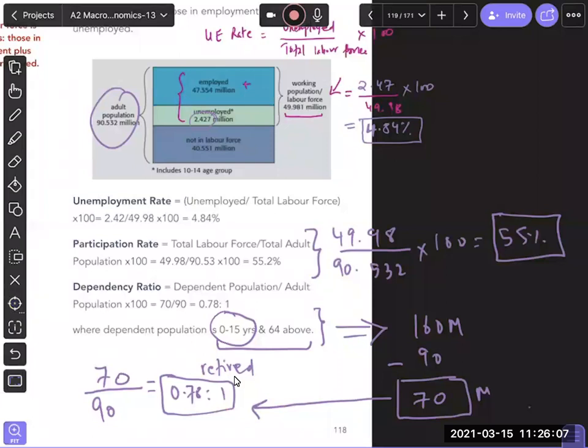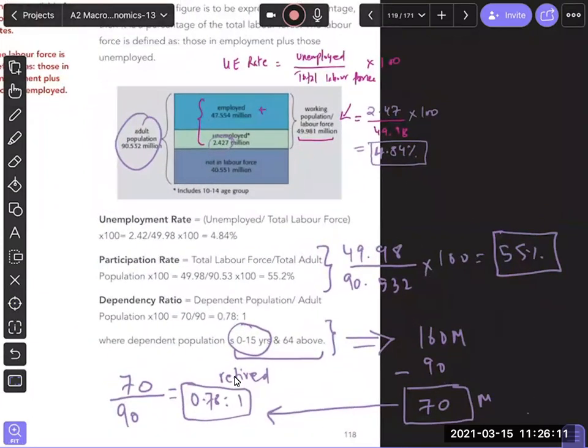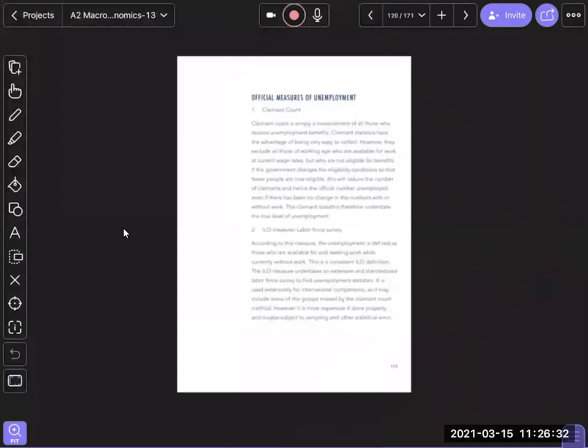So some of these numbers, just to understand, this used to be in the AS, but it moved away now to A2. So now we have this in A2. Any questions before we move on? Okay, guys, awesome. Now moving on, guys.